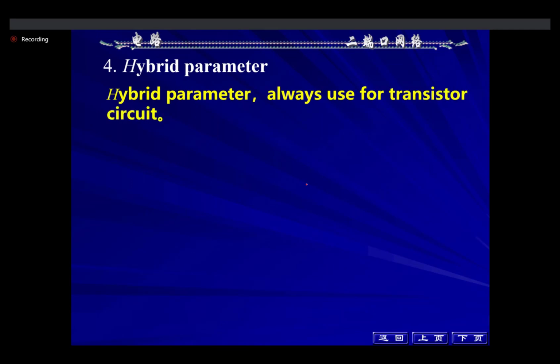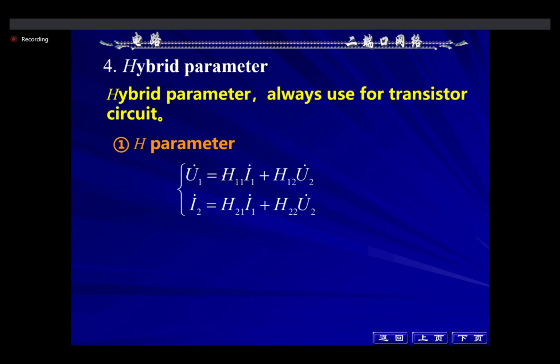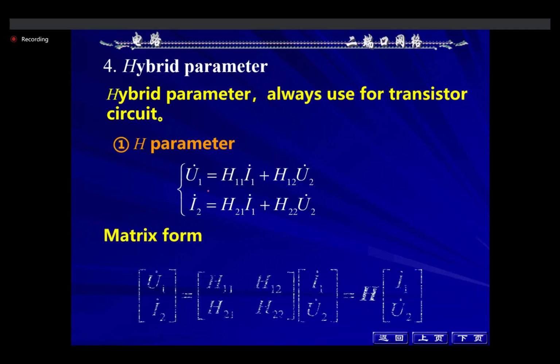Hybrid parameter. The H parameter is used for the transistor circuit. For the hybrid parameter, use I1 and U2 to express U1 and I2.